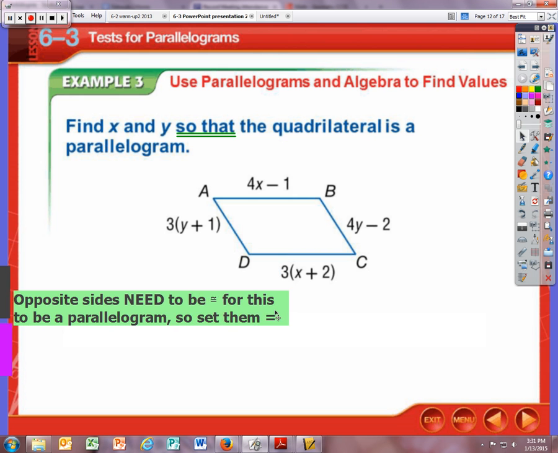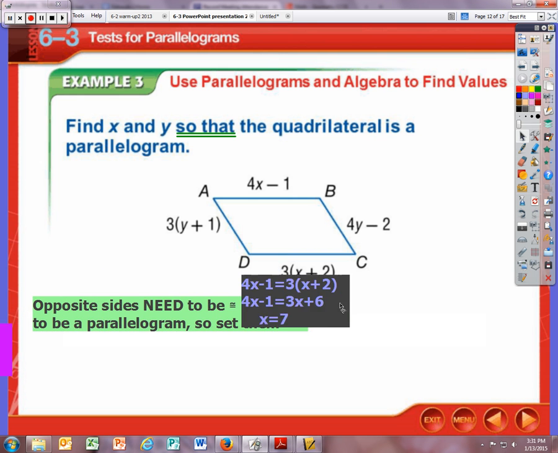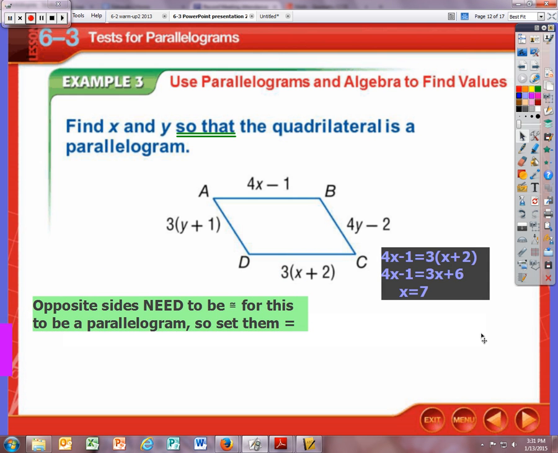Okay, so here we go. To do that, here's your first one. To solve for x, you're going to need to distribute first. And then for y, we're going to do the same thing. Make sure you distribute your 3 and then solve for y.